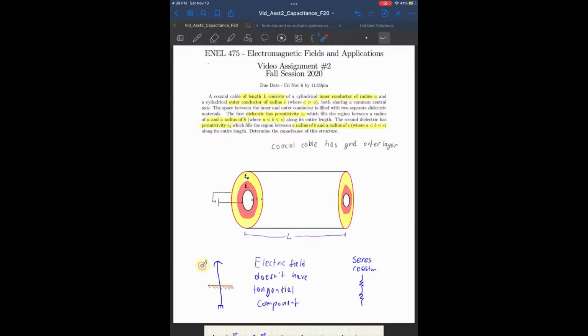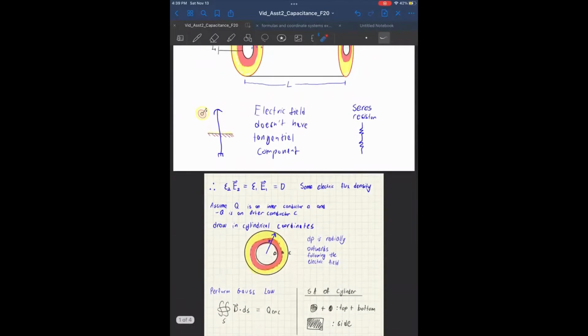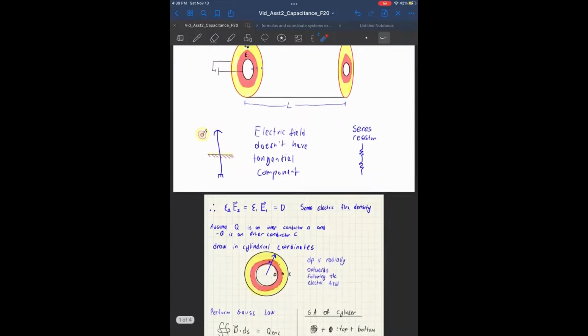Now we need to find the boundary conditions. So we take a chunk of this boundary and we see what's happening across it. We see that the electric field is going from permittivity 1 to permittivity 2, and it does not have any tangential components. This can also be thought of as a series resistor. Since the electric field is not tangential to the boundary, it's normal. The electric field is actually changing with the two permittivities.